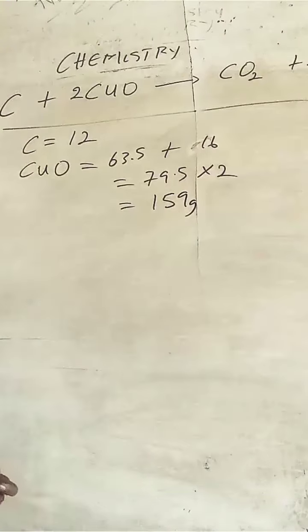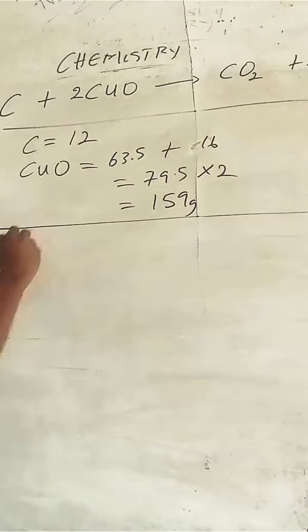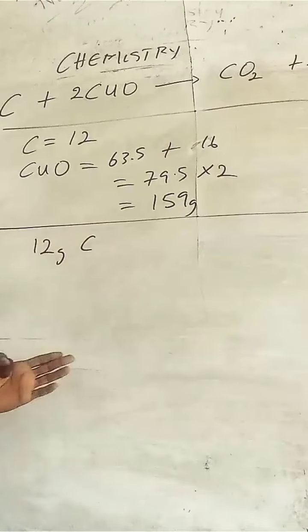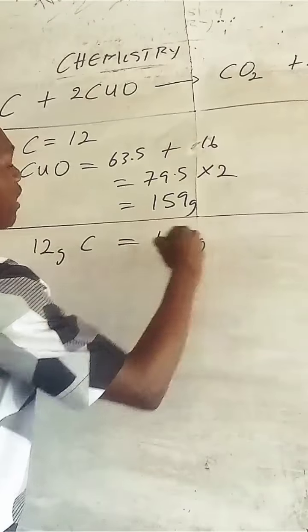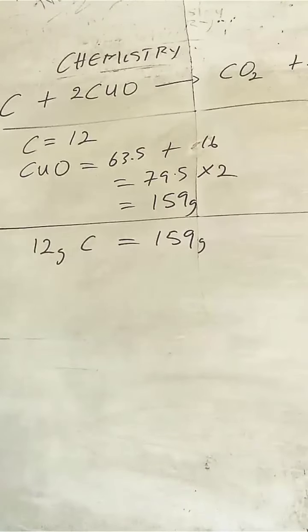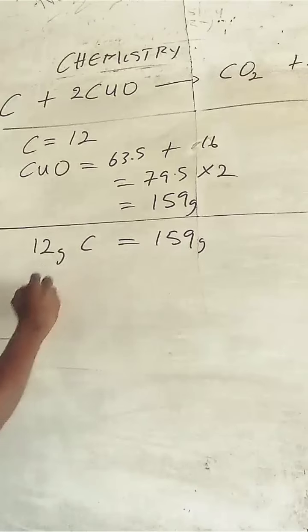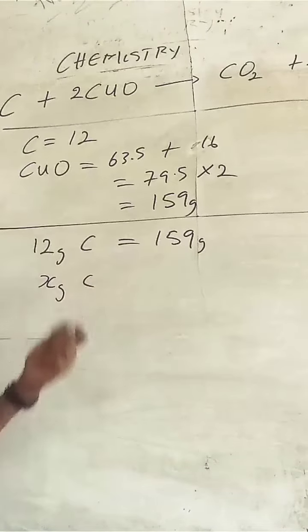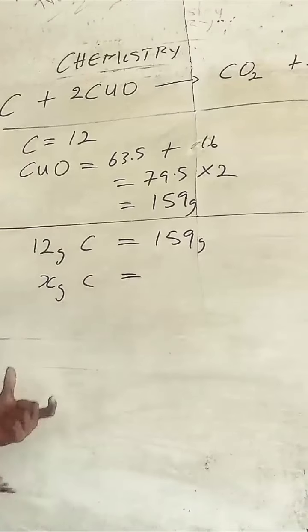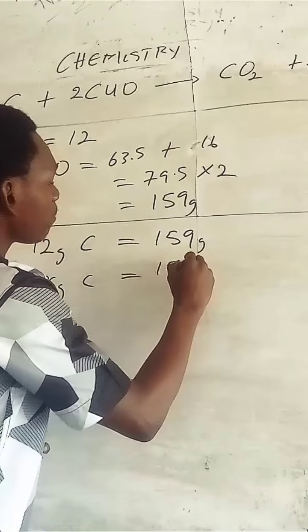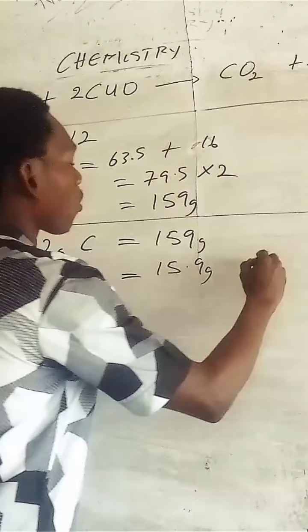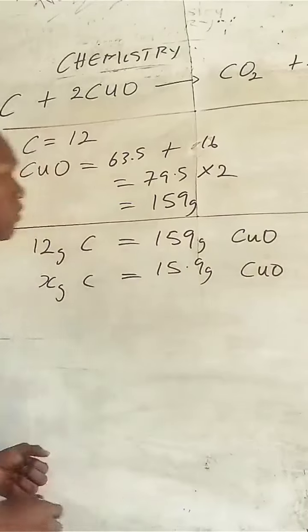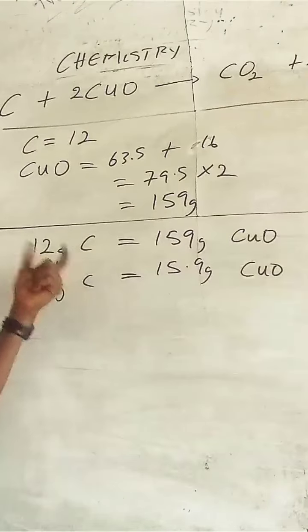So the mass will be 159 grams. So what this implies is that 12 grams of carbon from the equation reacts with 159 grams of copper oxide. So now from the question we are asked how many grams of that same carbon will be needed to react with 15.9 gram of copper oxide. So this first sentence here was gotten from the equation.